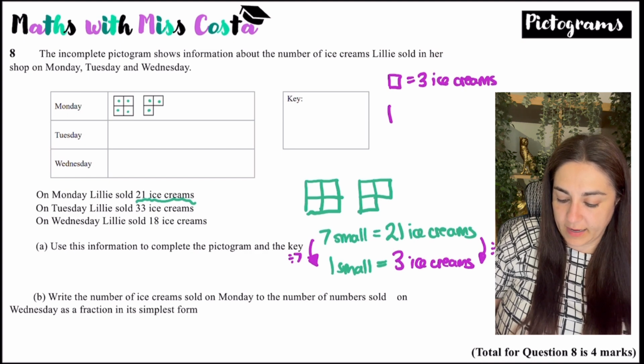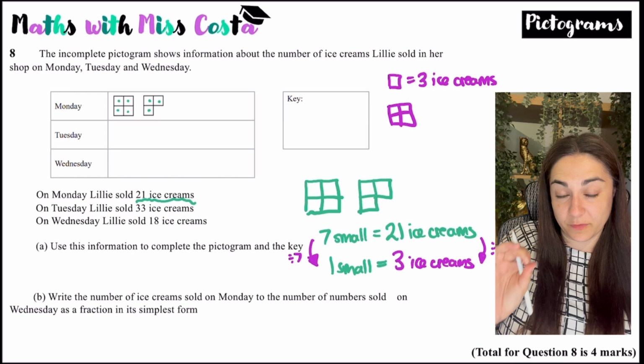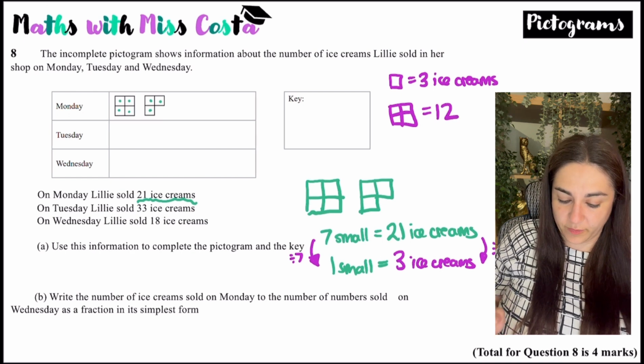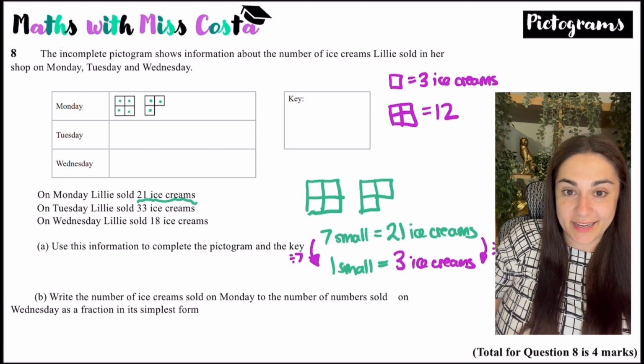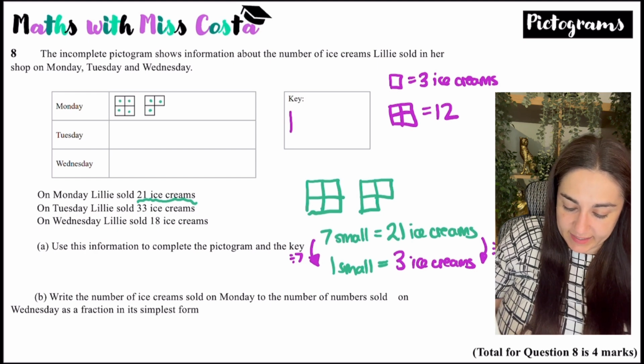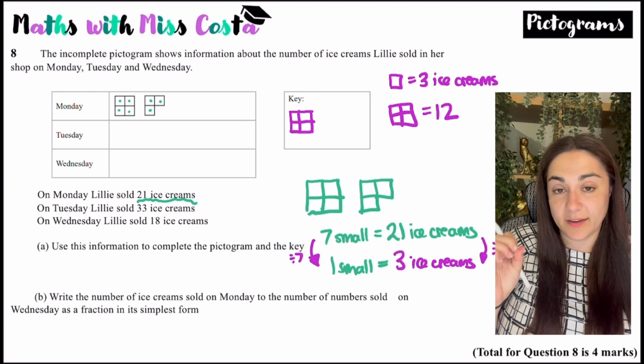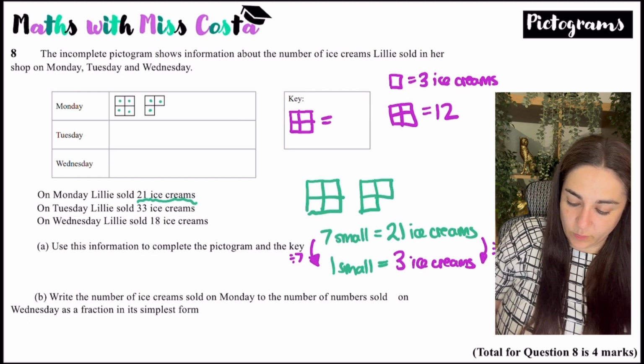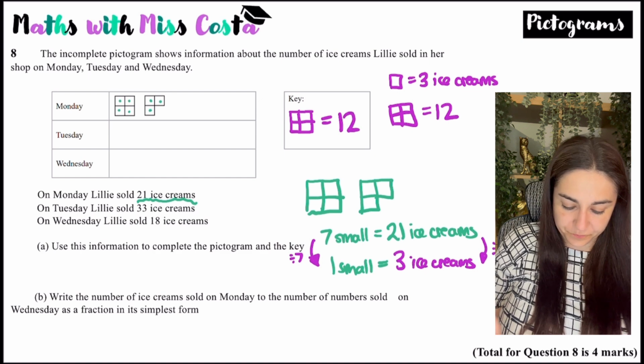Therefore, a big square that's made up of 4 little squares is going to be 3 times 4, which is 12. And what I want to do is make that very clear in my key. So I would draw the full square, which is, you're always drawing whatever they've given you. So in this case, they've given you squares. So I'd say that is equal to 12.